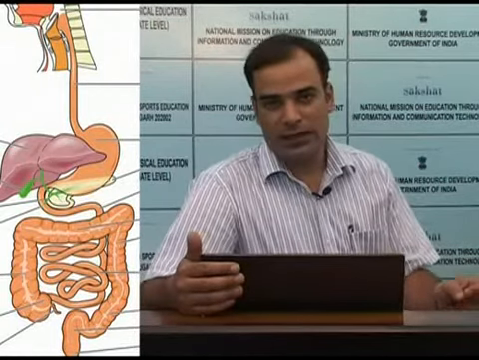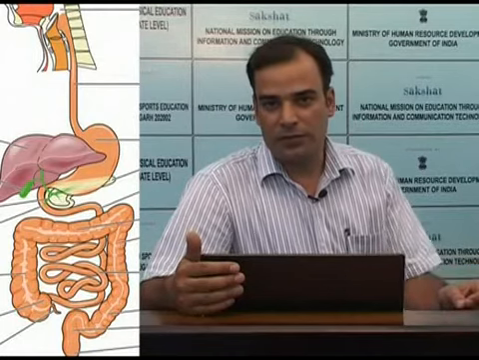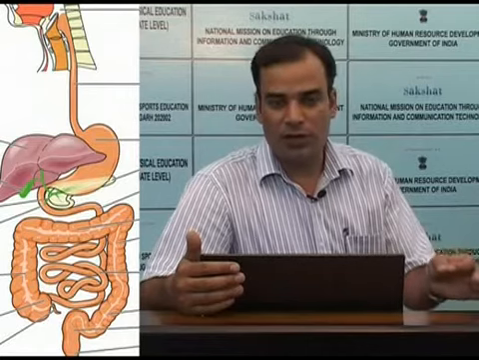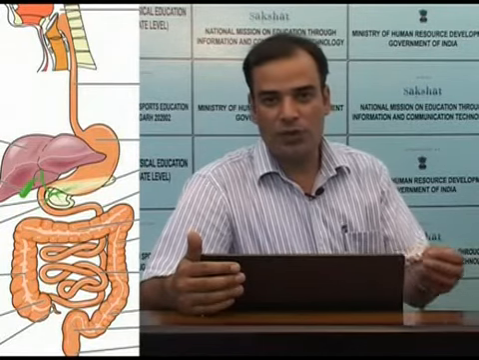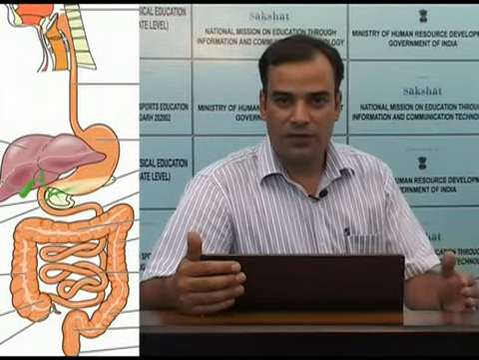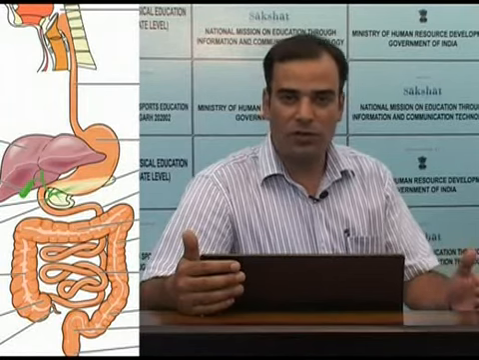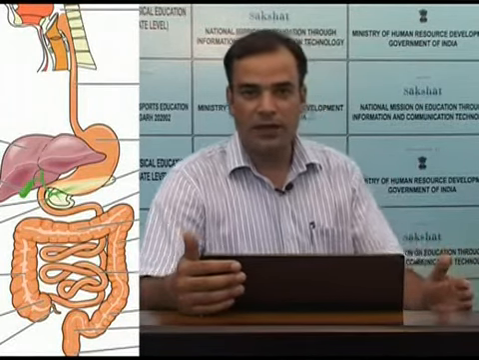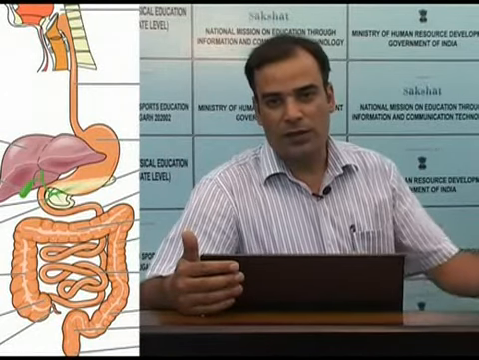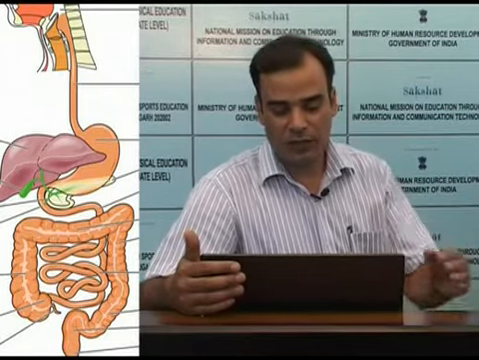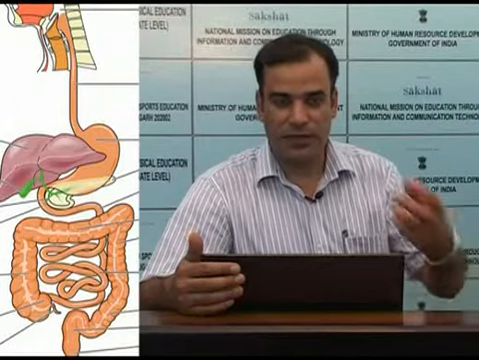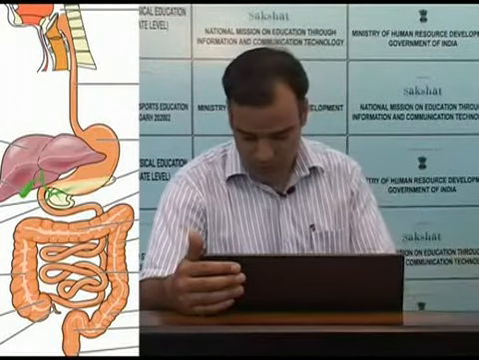So we can say the digestive system plays an important role. Number one, it provides us a route through which the food enters our body. Number two, it breaks down the food from larger molecules into smaller molecules, that is digestion. And third, it transports the digested food into the blood and lymph. So these are the first three main functions of the digestive system: ingestion, that is taking in of food, digestion and absorption.